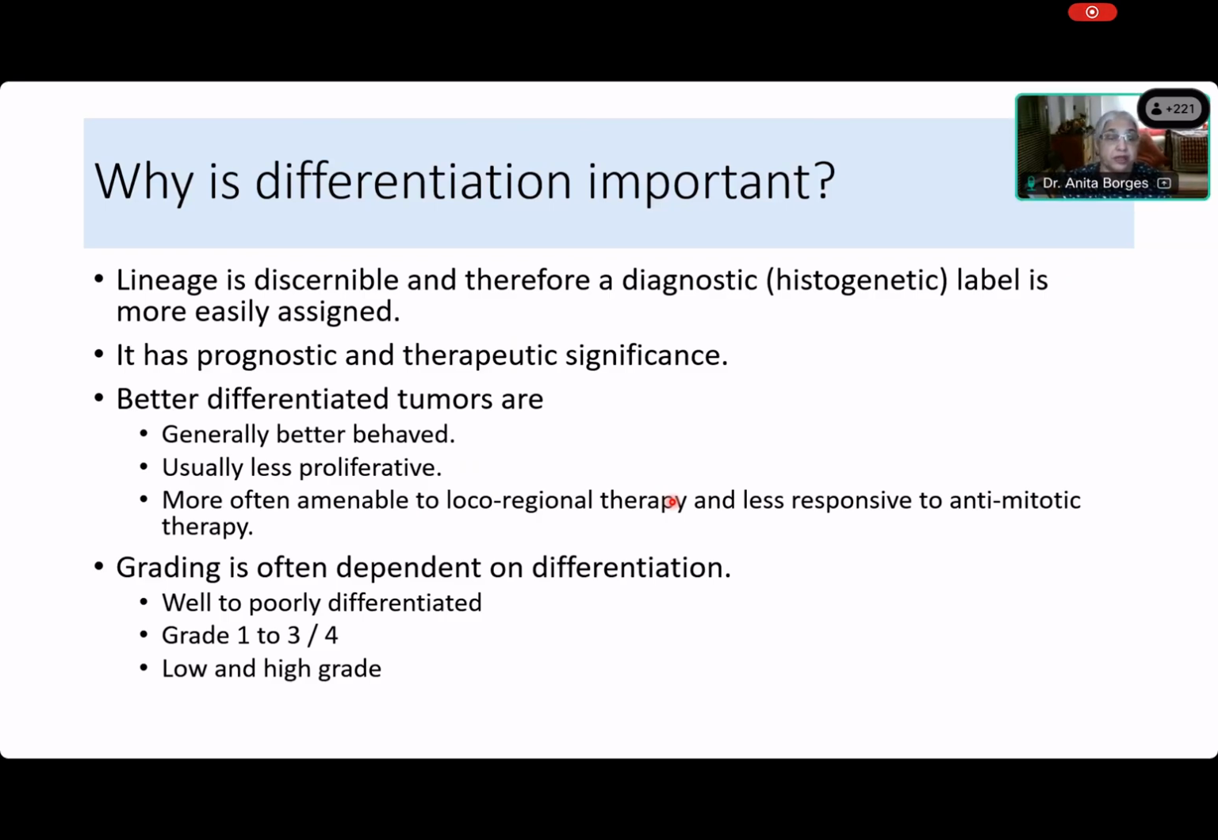Okay. Now, we also often do grading based on differentiation. We say, well, moderately, poorly differentiated. And in many organs, well differentiated is grade 1, moderately differentiated is grade 2, and poorly differentiated is grade 3. Sometimes in some organs, we actually have grade 4. And in some organs, we have just a binary system, low grade and high grade, like we're now doing in urothelial tumors. So this is why differentiation is important.